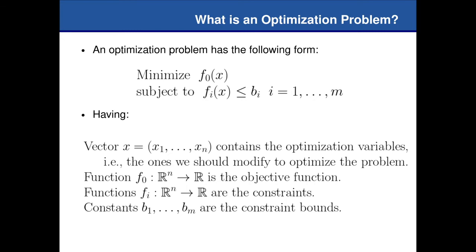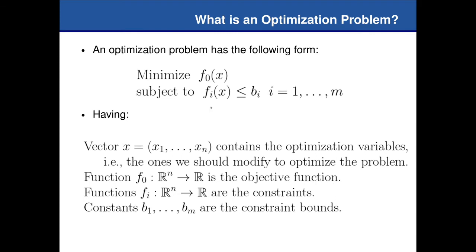This is the definition of an optimization problem. I'm going to define it in terms of minimization, but we could define it in terms of maximization. It doesn't matter. What matters is the form or the elements we have. Consider we have a minimization problem of some function f0 in terms of x. This function f0, as you can see here, receives n parameters and produces a real number. It is mapped onto the real line. This is our objective function.